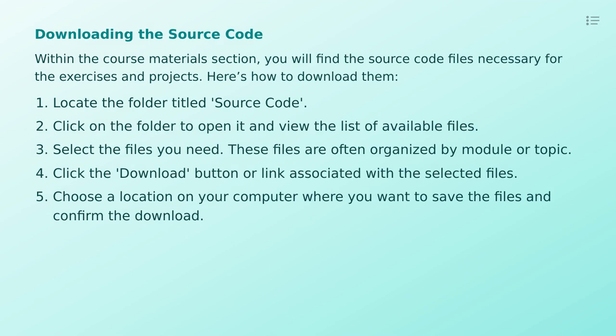First, locate the folder titled Source Code. Next, click on the folder to open it and view the list of available files. Then, select the files you need. These files are often organized by module or topic. Then, click the download button or link associated with the selected files. Finally, choose a location on your computer where you want to save the files and confirm the download.